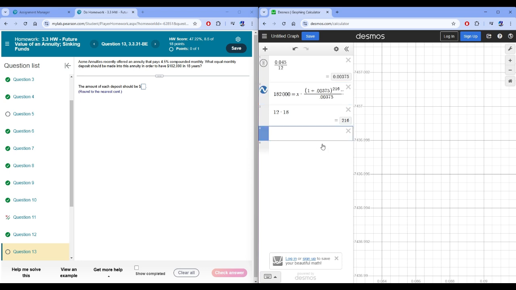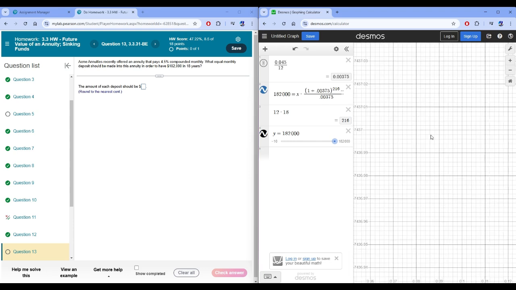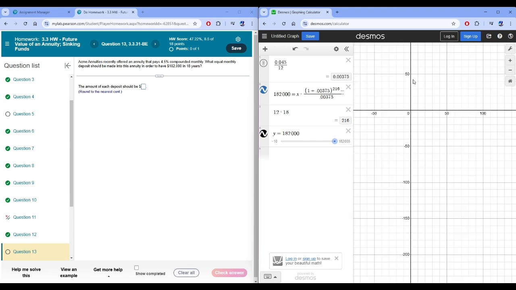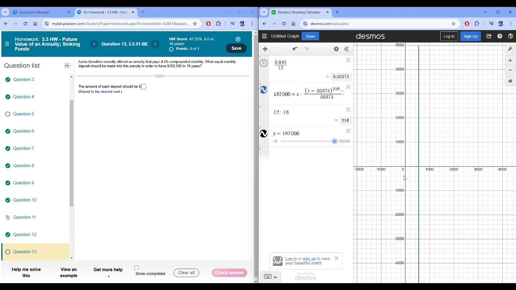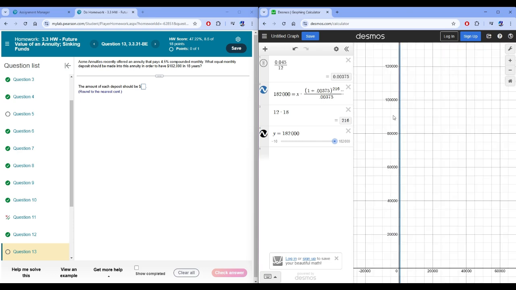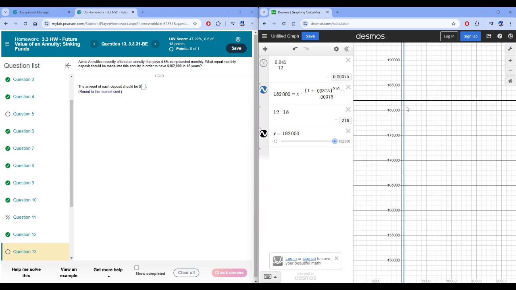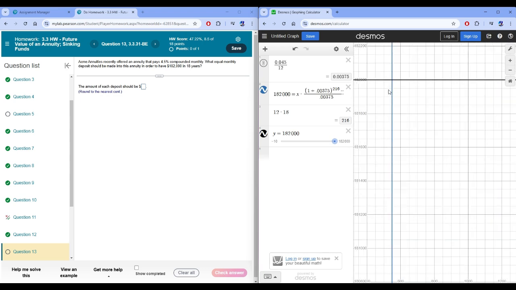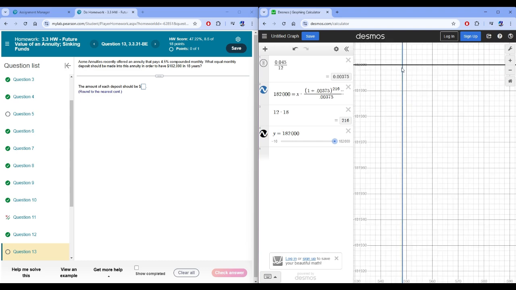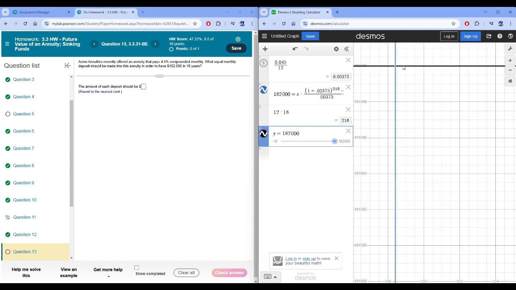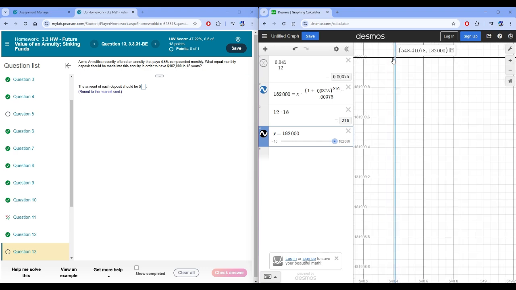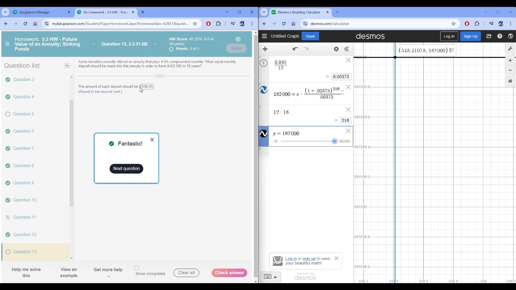I want to know when y equals 182,000. We zoom way out, so I gotta go to 182,000. I gotta find that intersection. I'm looking for what monthly payment, so I should be in like the $548, and let's do 548.41. Yeah, cool.